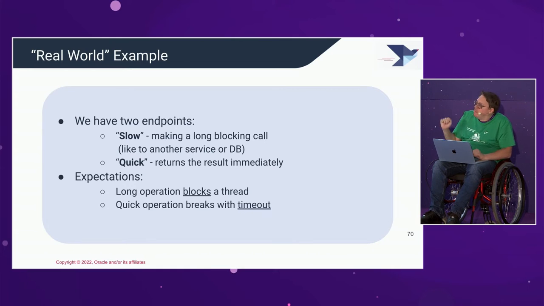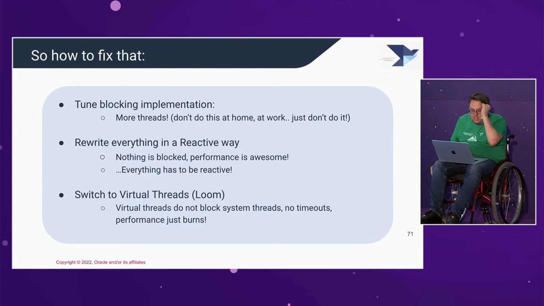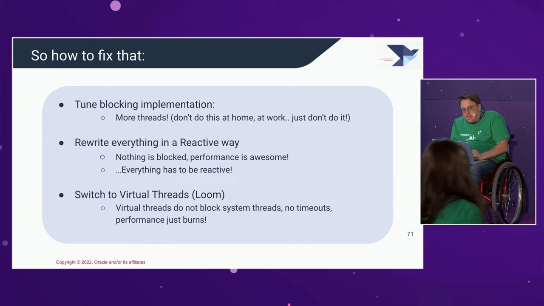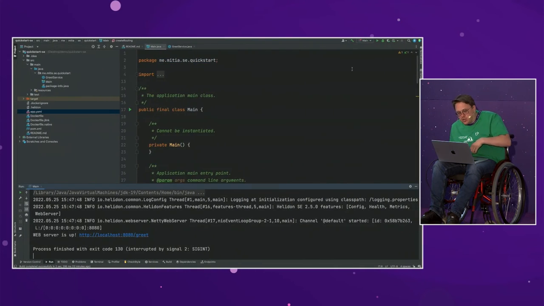So we have a real-world example. Slow blocking threads, quick threads, and long threads usually block a thread and don't let other smaller threads work. So how do we usually solve the problem when the threads are blocked? We add more threads, which is, don't do this neither at home, neither at work. It simply won't work. Rewrite everything in a reactive way. As you saw, Helidon has everything for that. It is awesome. But everything has to be reactive. And then you have to switch to virtual threads, which is Loom. And let's actually try it.